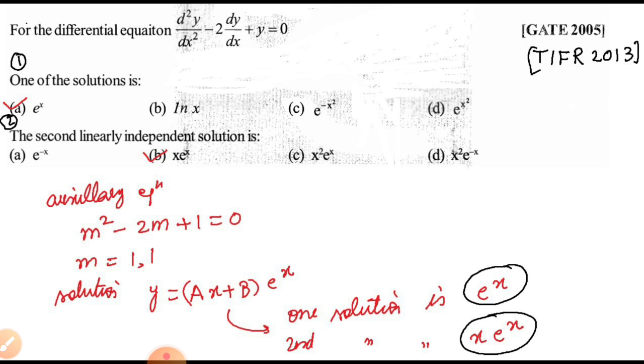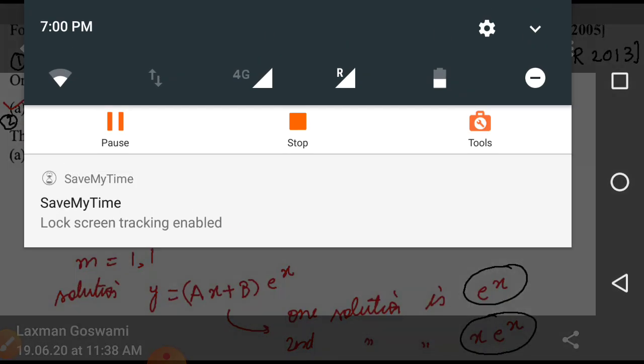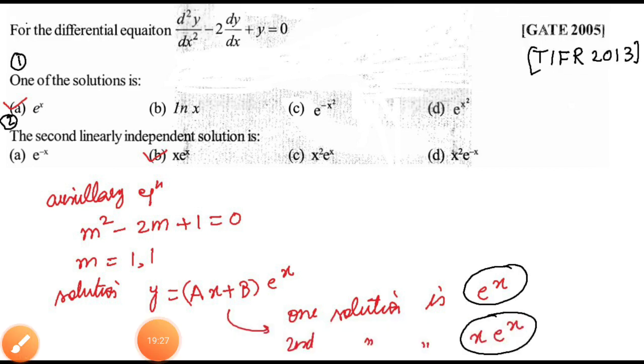This question was asked in GATE 2005, and the same question was also asked in TIFR 2013, which means previous year questions can be asked in new exams also. So, if we put dy/dx equal to m and d2y/dx^2 as m^2, then the auxiliary equation will be m^2 minus 2m plus 1 equals 0.